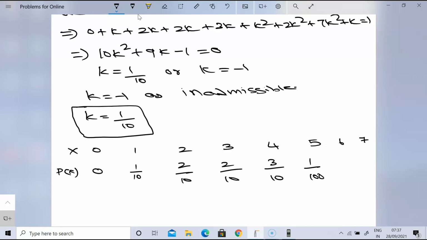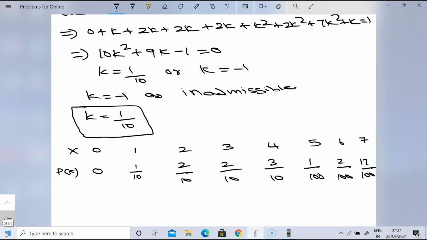Next it is 2K squared, so let me write it as 2 by 100. And here it is 7K squared plus K. So 7K squared plus K means it is 17 by 100. You can also check it using the calculator. Now this is the one we have. The first problem is over. The first problem was to find the value of K.